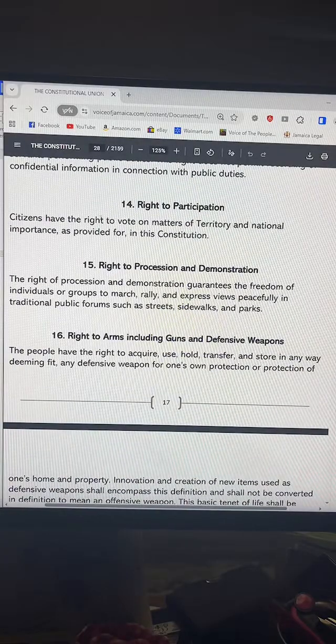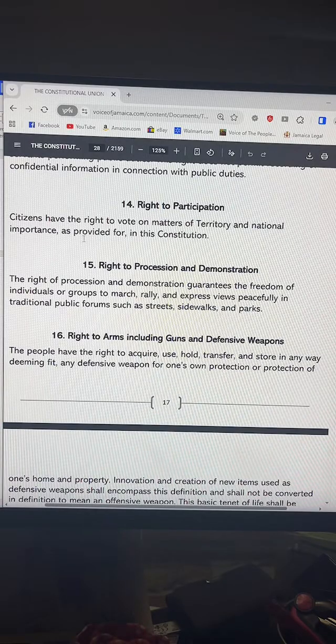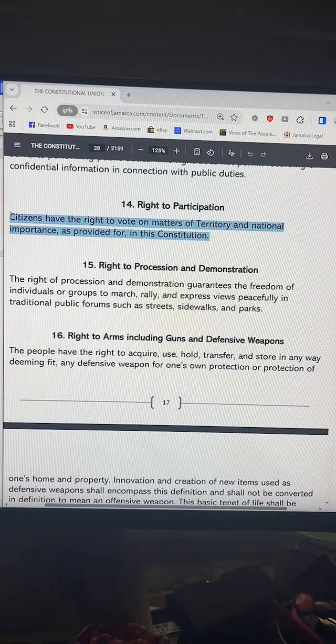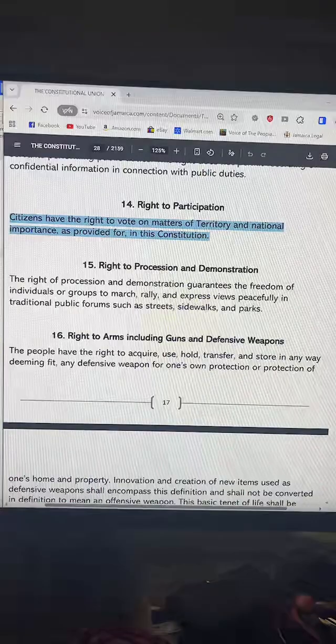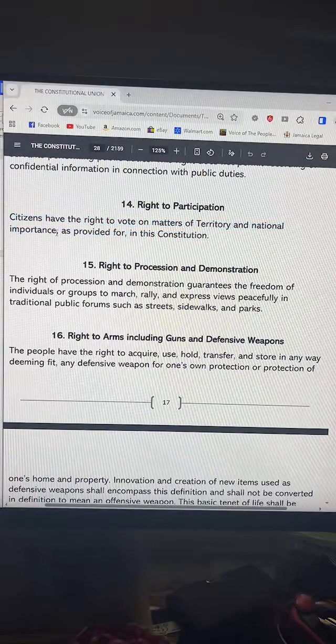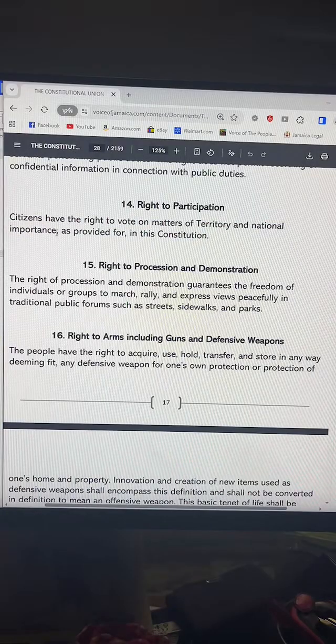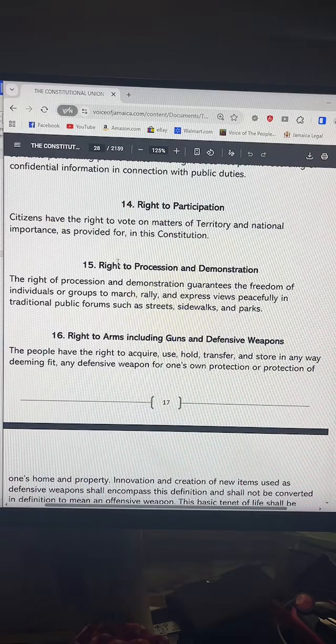Right to participation. Citizens have the right to vote on matters of territory and national importance as provided for in this Constitution. Right? So, as we discussed before, whenever we have any kind of important matter, whether it be what we call now a parish, which would be renamed to a territory, right? So if we have important matters in a territory or at a national level that need decision making, it would be the right of the citizen to vote on such matters. Pretty much yes or no.